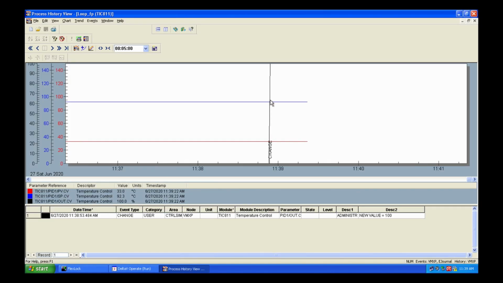This black line is representing the changes that we apply to the control valve, which is the control output. Observe the red line. The red line is already climbing, meaning the temperature is increasing. Initially it was 33 degrees Celsius and currently it's become 79 degrees Celsius, and we're going to wait for the PV to reach steady state.